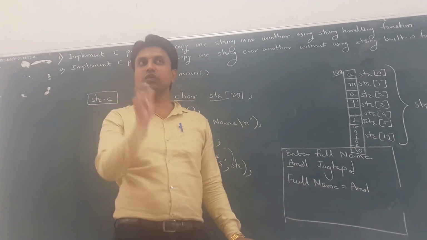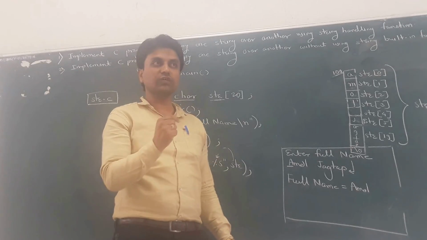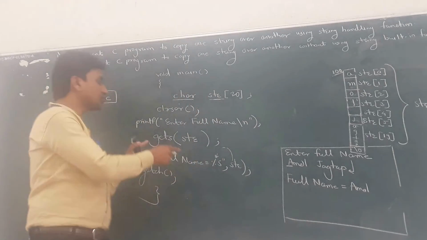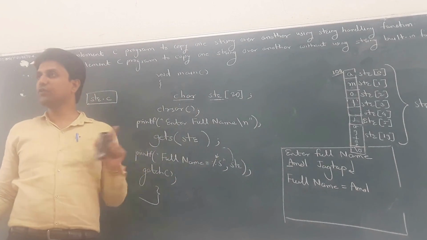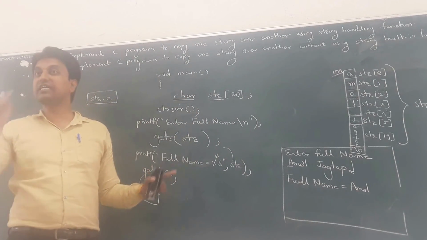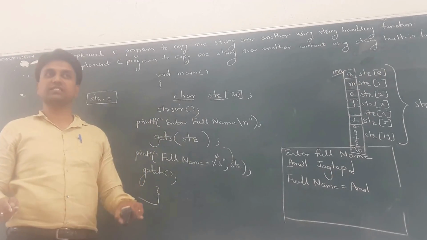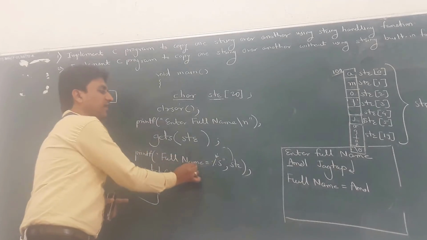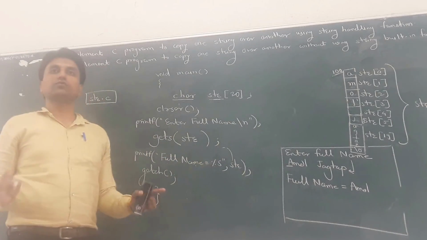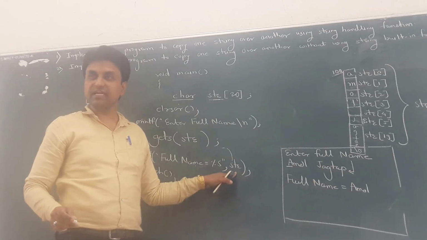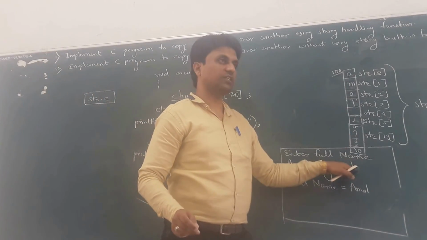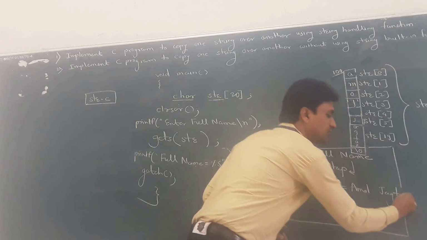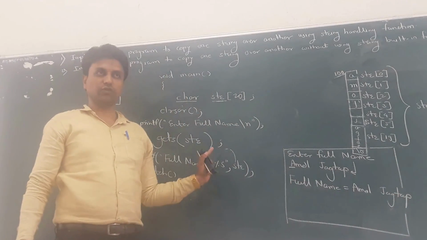So what is the use of the gets function? The gets function is used for scanning a string with spaces. This is also one IO function, an input output function, that is scanning the string with spaces. That is the use of the gets function. And after that, you can print full name is equal to %s. Now, what is the string stored into str? Amol space Jagtap. So the total Amol space Jagtap string is displayed on your console.